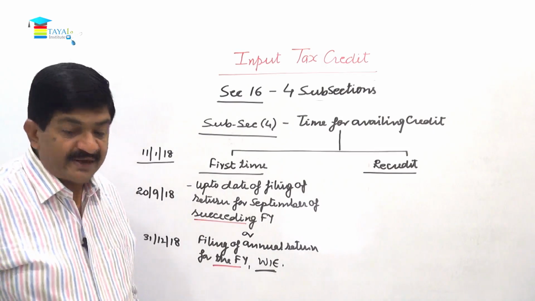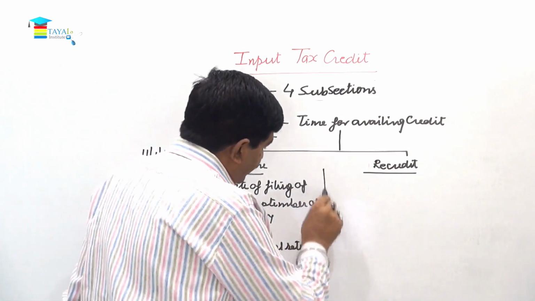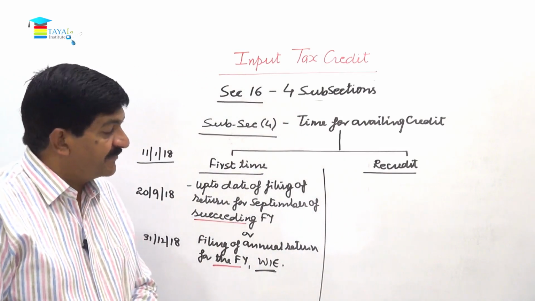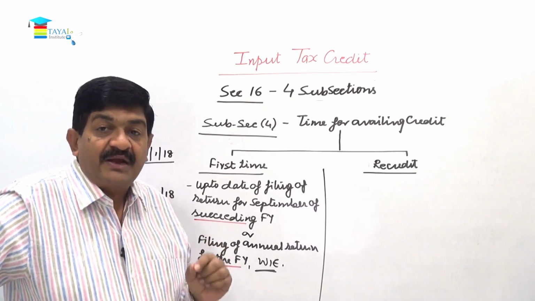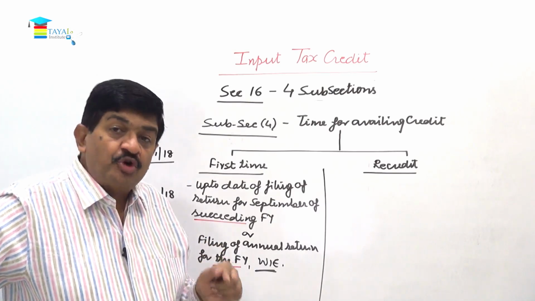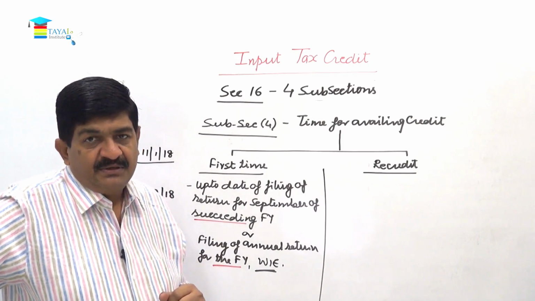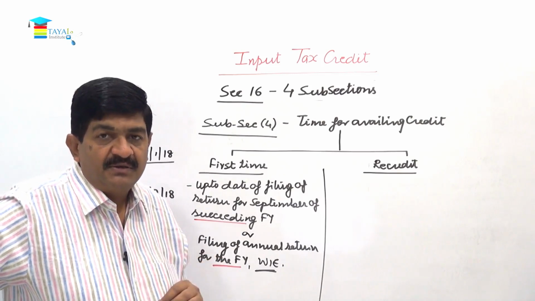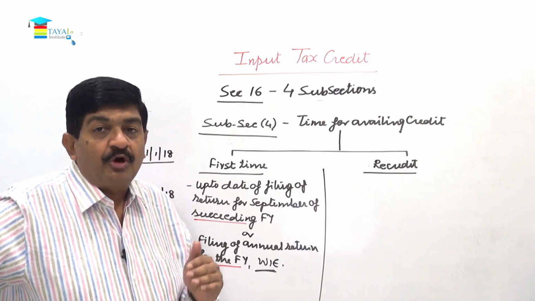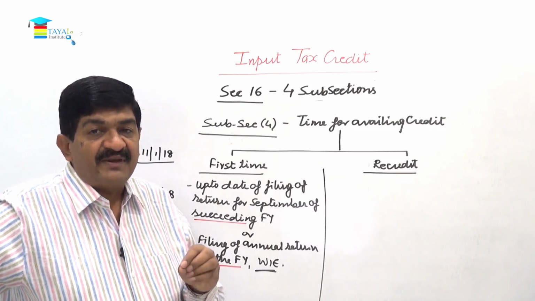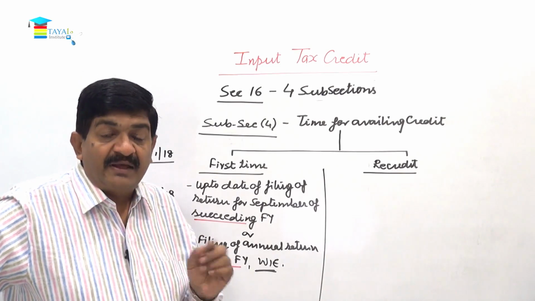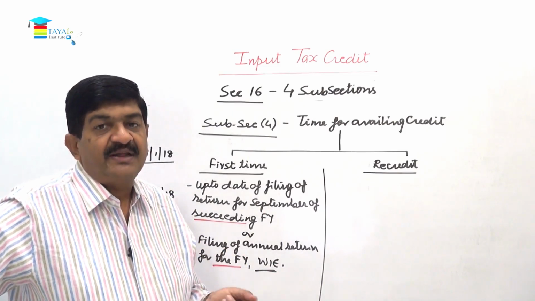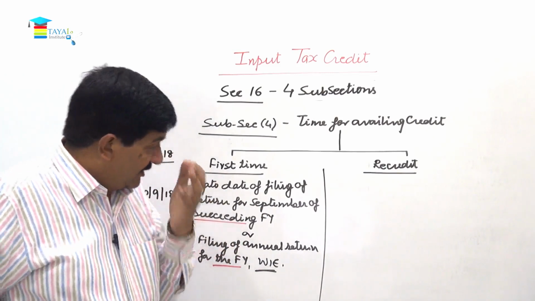Now comes the question of recredit. Now this we have to understand. For this we need to go back to subsection 2. In subsection 2 it is said that if the payment for the supplies for which the credit is to be taken has not been made within 180 days, then the amount for which the credit is given will be added with the output liability of the month in which those 180 days end. That will have to be paid along with interest, and as and when the payment is made, the credit can be taken again, right?